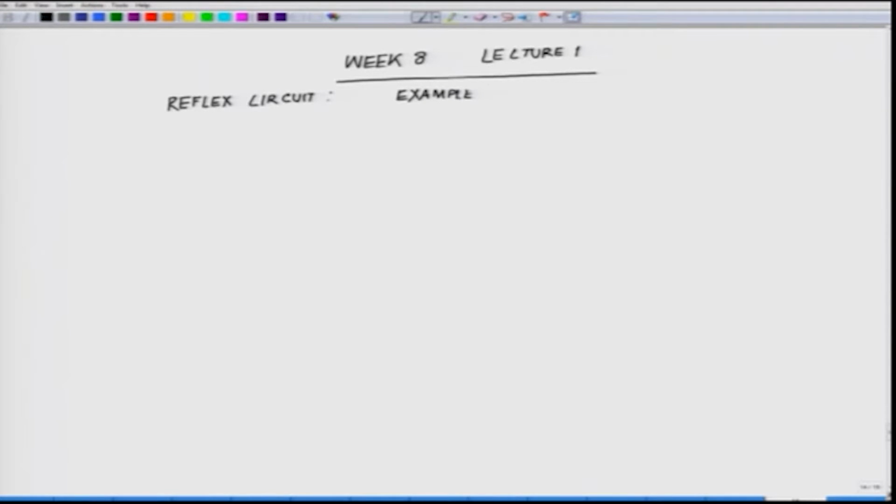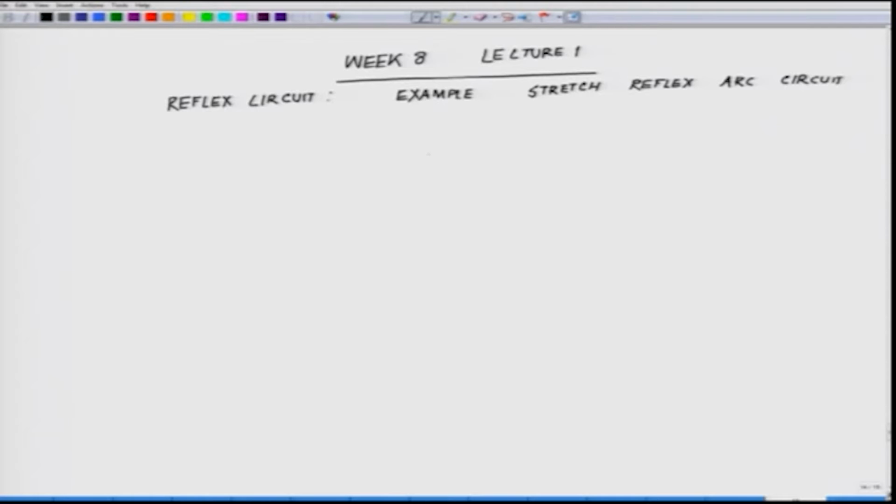So we are into week 8, lecture 1. So we are talking about the reflex circuit, and in particular the example we will be taking will be the simplest of all, called the stretch reflex arc circuit, which is the simplest of all reflex circuits.